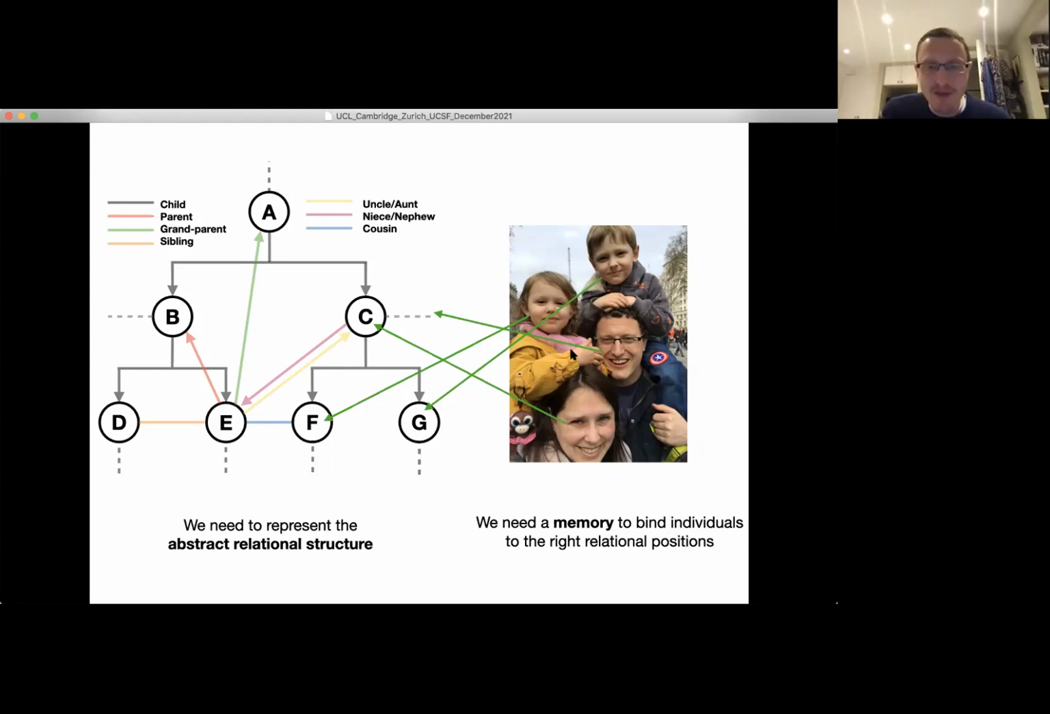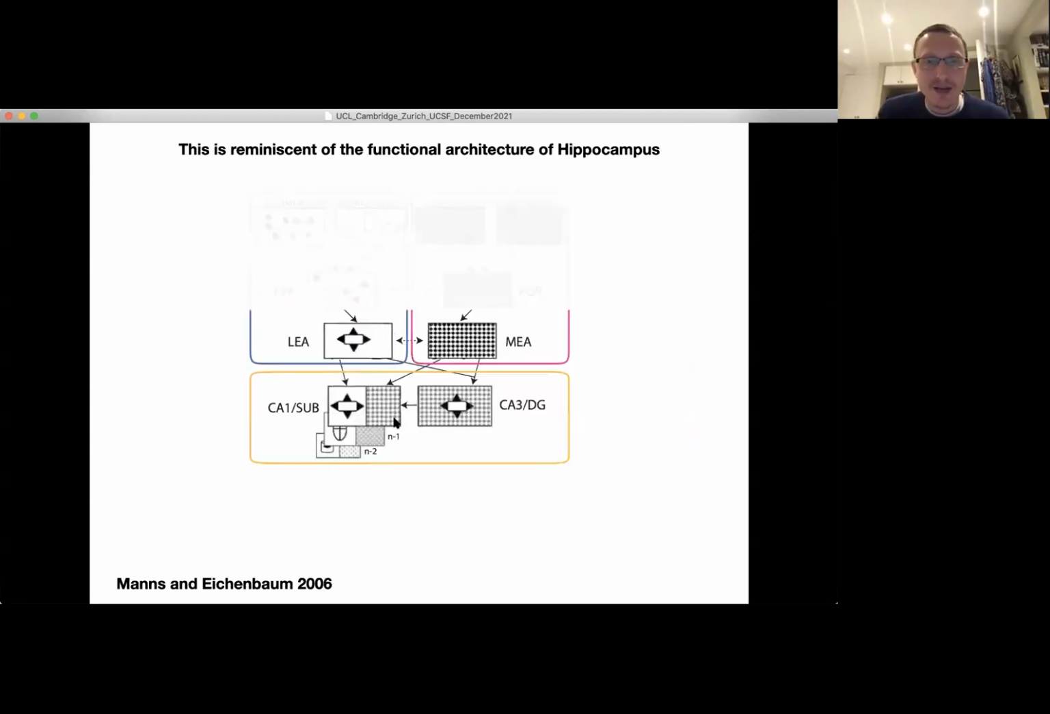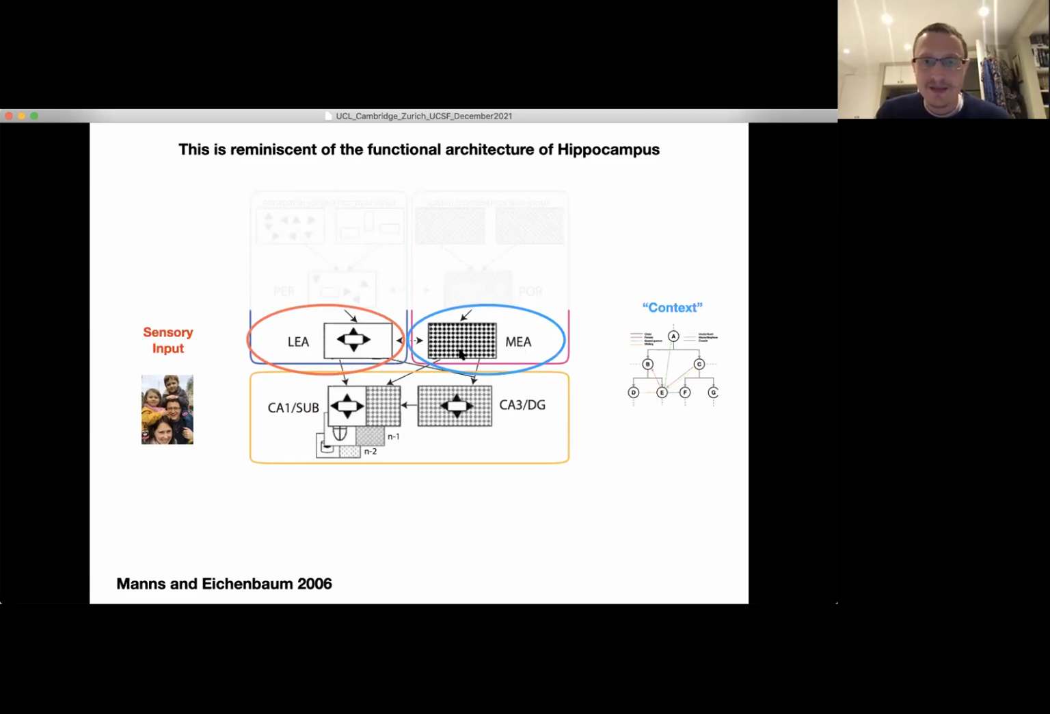So I'm just drawing this like this, just to make the analogy to those of you who know the functional architecture of the hippocampus, because here's a diagram of the functional architecture of the hippocampus, again by Howard Eichenbaum, one of my favorite scientists. There are some inputs to the hippocampus here, which look a little bit like those inputs that I was talking about before. Here's that sensory input here in the lateral entorhinal area. Here's something that Howard used to call context in the medial entorhinal cortex. Howard used to call it context because he didn't like calling it space.